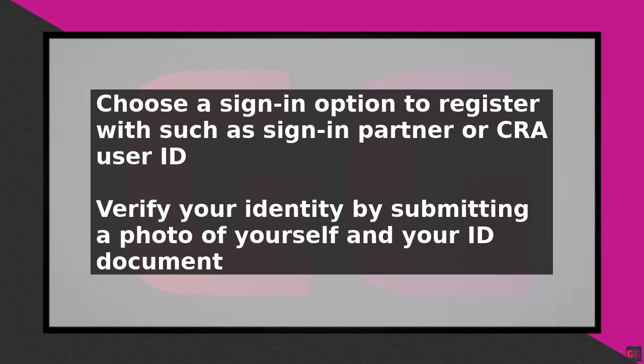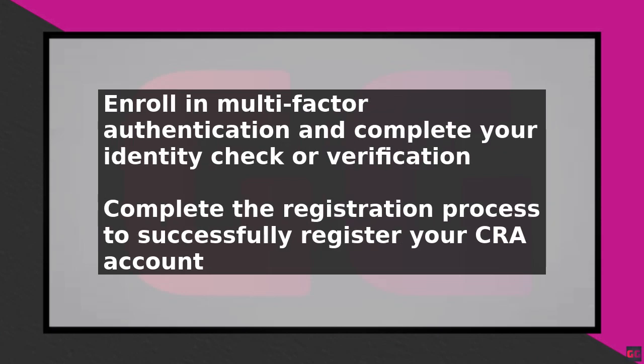Once you have gathered your documents, choose a sign-in option to register with, such as a sign-in partner, CRA user ID and password, or provincial partner. After selecting your sign-in option, you will need to verify your identity by submitting a photo of yourself and your ID document or waiting for your CRA security code.